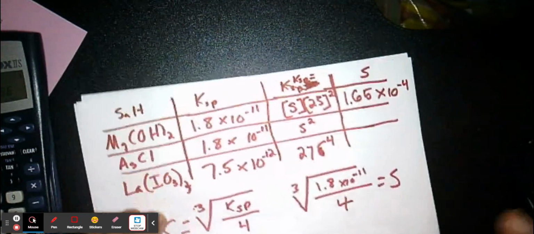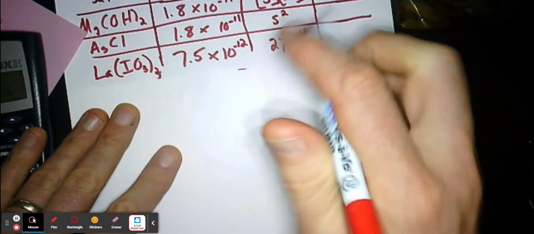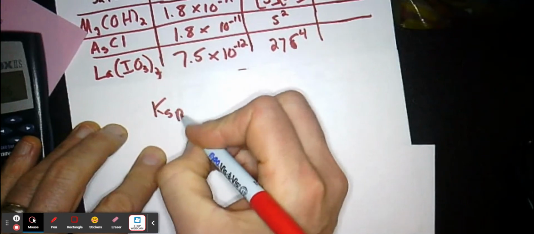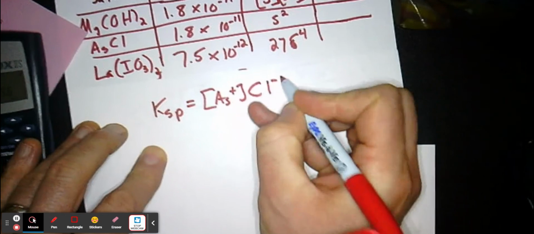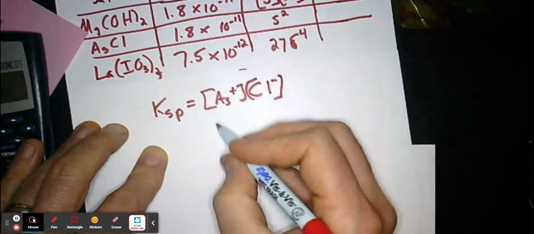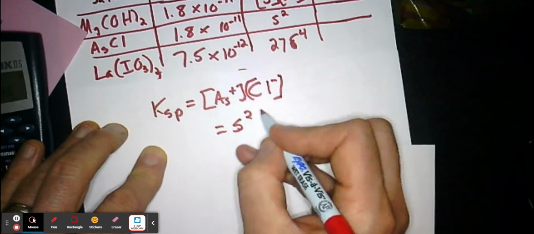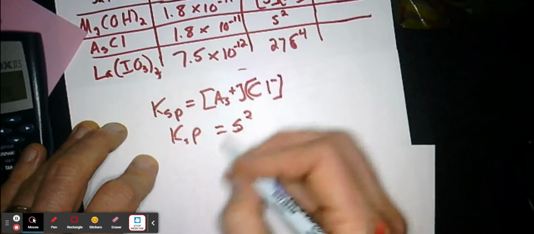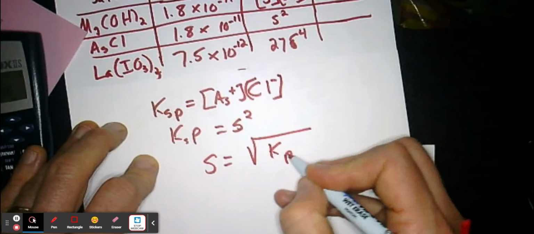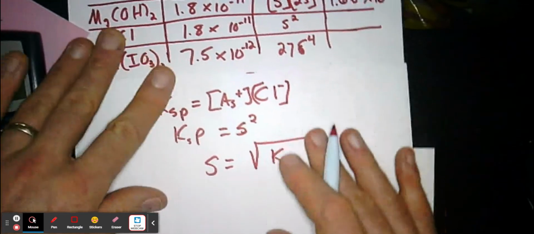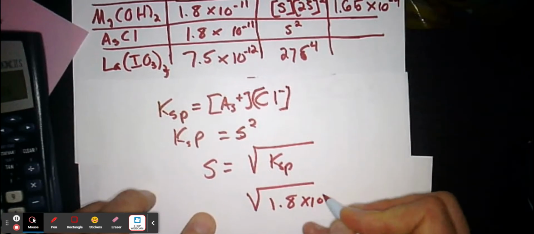Well, for Ag, my Ksp is Ag plus times Cl negative. So my molar solubility would just be S, or they're going to be both equal to some concentration, S. So my molar solubility, which is S, is going to be the square root of my Ksp, my solubility product. So what's the square root of 1.8 times 10 to the negative 11th?